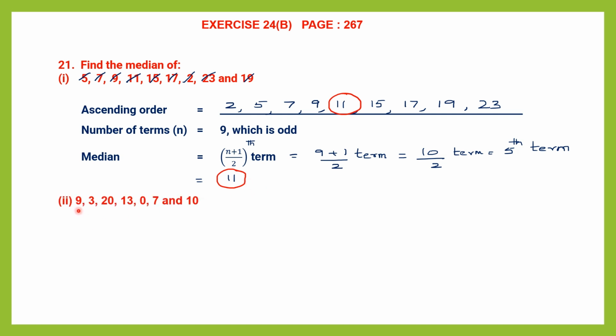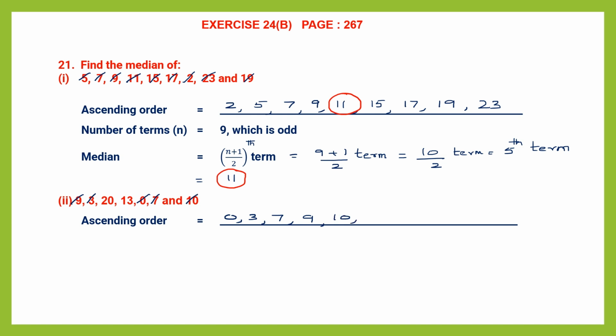So here we've got again data. Let's arrange it in ascending order. So let's start with 0. Then which is the next small number? As you can see, it's 3. Then we have 7. Then we have 9. Then we have 10, 13 and 20. When you score it off that way, you won't miss out anything. So we have arranged it in ascending order.